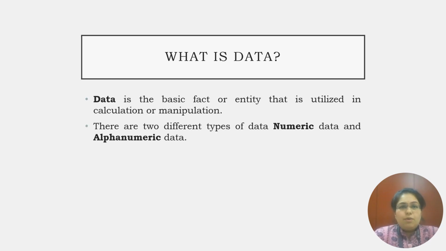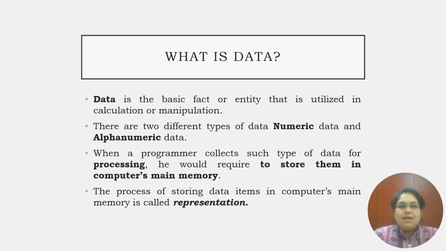Before starting about data structure, we should know about the data. So what is data? Data is basic facts or entity that is utilized in calculation or manipulation. There are two different types of data: numeric data and alphanumeric data.